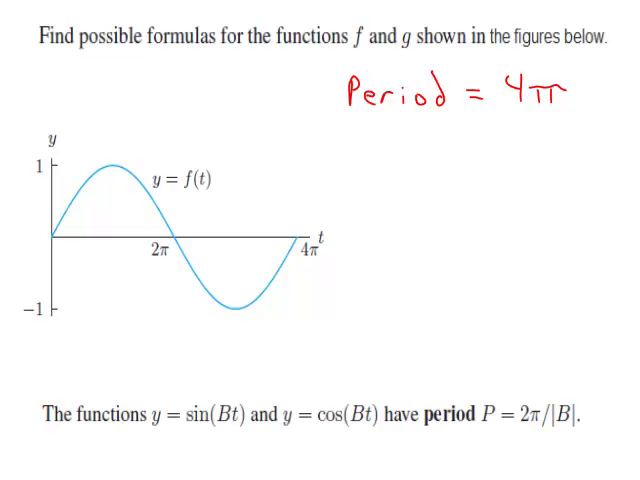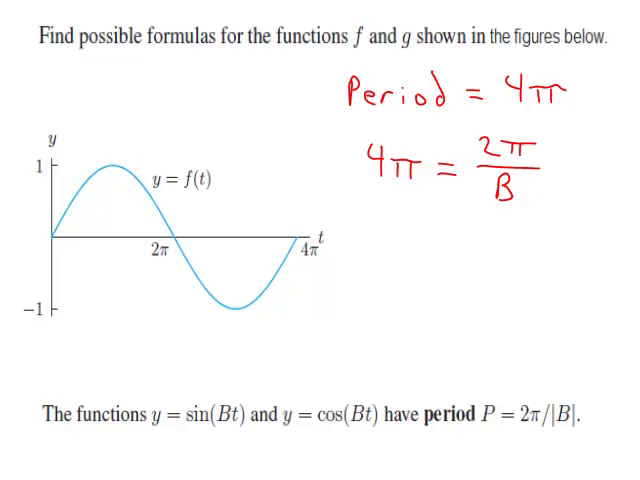We know that functions y equals sine of bt and y equals cosine of bt have periods of p equals 2 pi divided by the absolute value of b. Well, we know the period p is equal to 4 pi. What we don't know is what that b would have to be when we write our potential formula for this function. So we could state that 4 pi is equal to 2 pi divided by b.